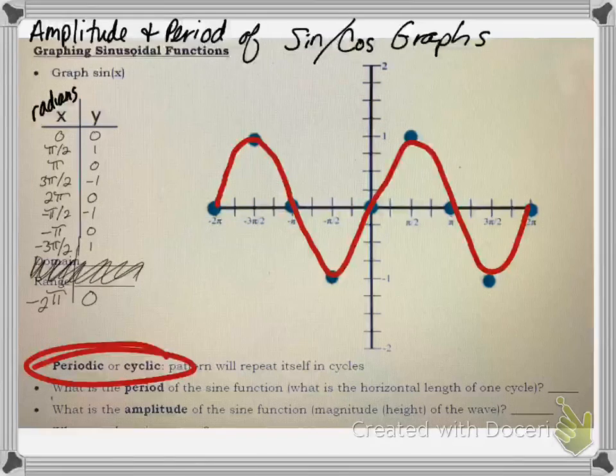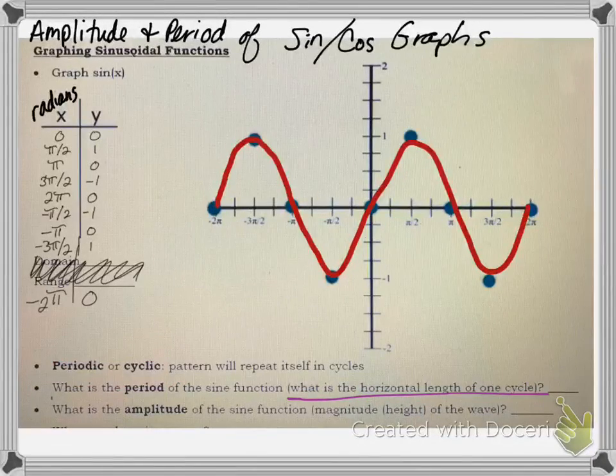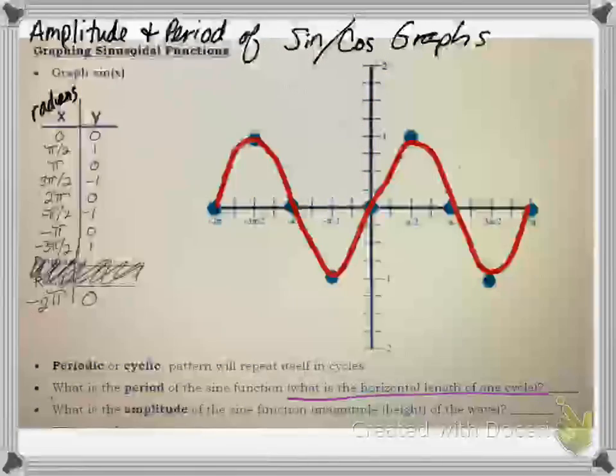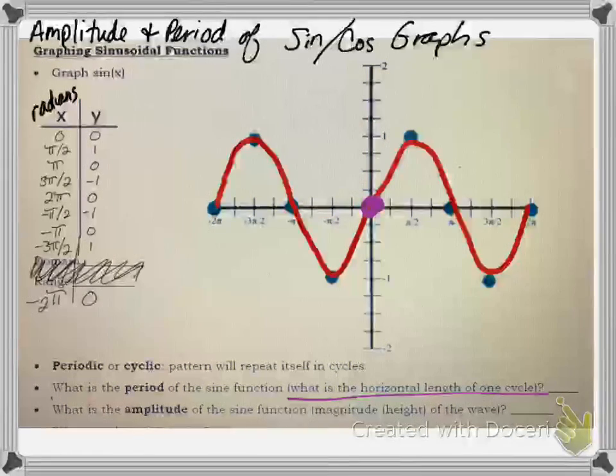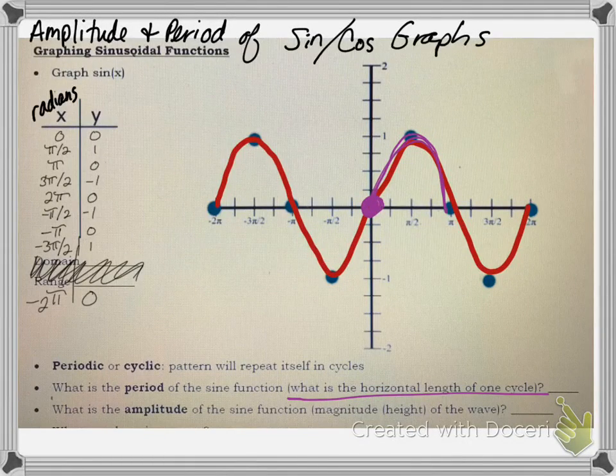Now that we have our graph, I want to identify the period and amplitude. For the period, you can see the definition at the bottom of the page: it is the horizontal length of one cycle. We're trying to figure out what chunk of the graph is repeating. If I take part of the graph and shift it over, it should line up with the next part of the graph perfectly. I like to start at the origin, because that's an easy place to start. Let's say I thought the period was from 0 to 1 pi.